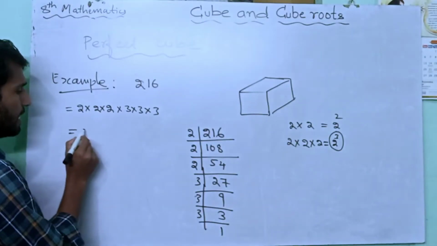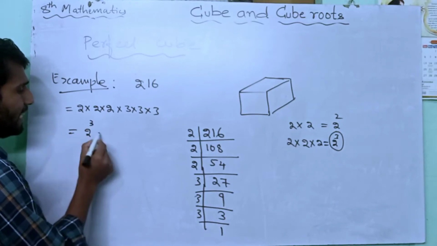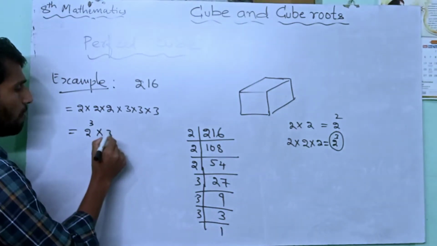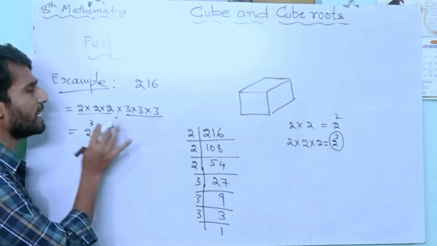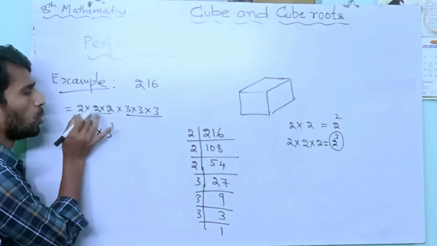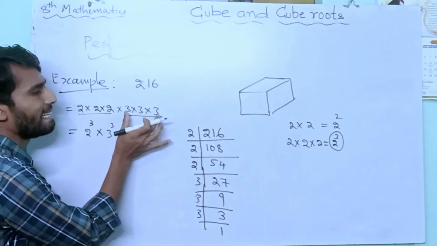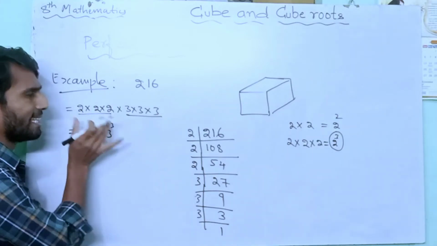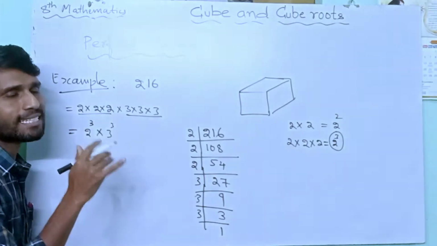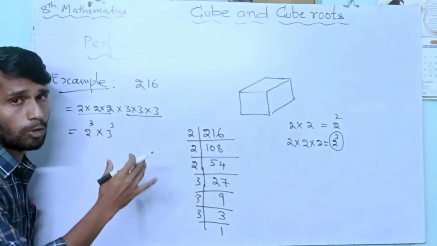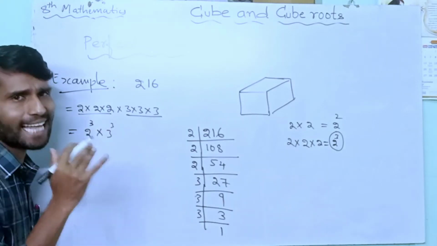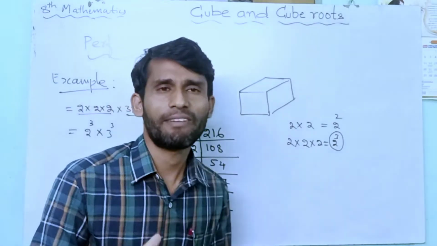Now we can write 2 to the power of 3 into 3 to the power of 3. Now when we group the factors, we are getting 2 three times and 3 also three times. Total factors 3 times, those we call a perfect cube. If you do not get 3 times, that is not a perfect cube.